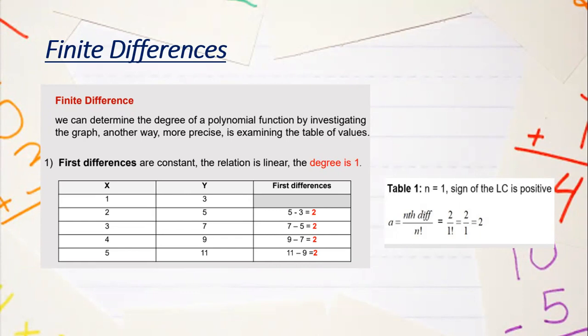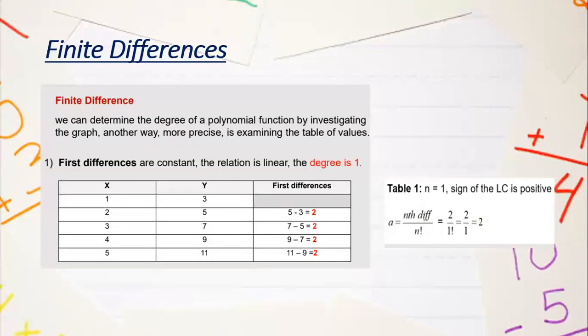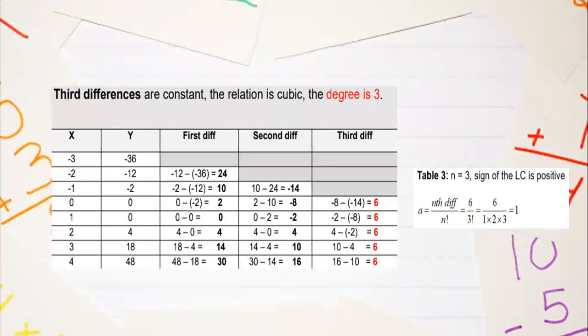Table 1 gives us n is equal to 1, sign of the leading coefficient is positive. So we put it in the formula as a is equal to nth difference upon n. So it would be 2 over 1, and it would make 2. And just like this, we have second difference, third difference, and fourth difference as well. So we have third difference in it.